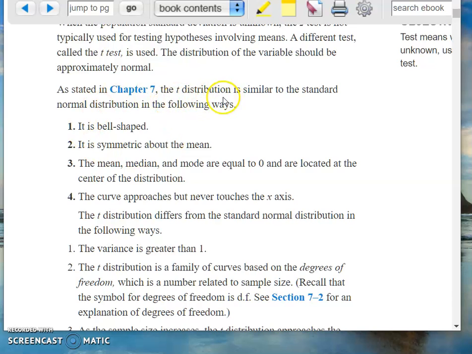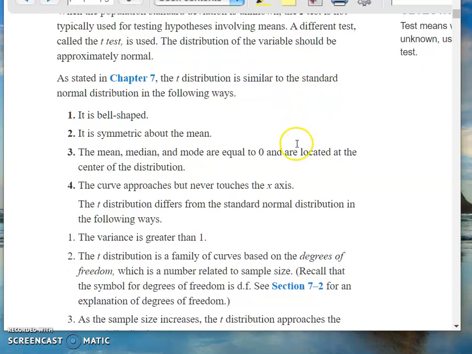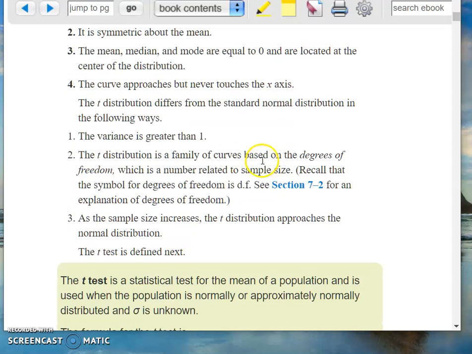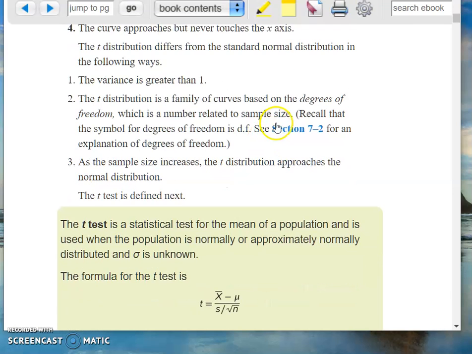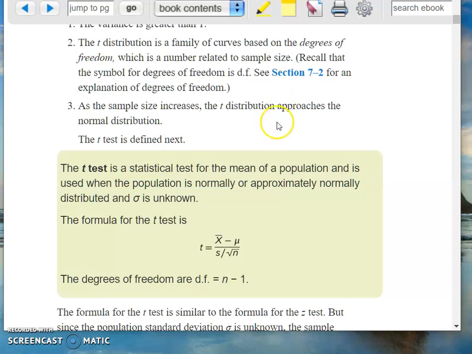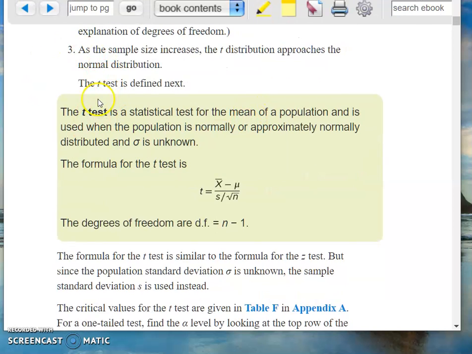But here he's talking about the T distribution being similar to the standard normal distribution. That's the Z distribution. Okay, so that's what we're talking about here. So I'm going to let you read that yourself in your book. Okay, it's exactly the same as what we talked about before in the section dealing with confidence intervals. The t-test, and it's going to look almost exactly the same.